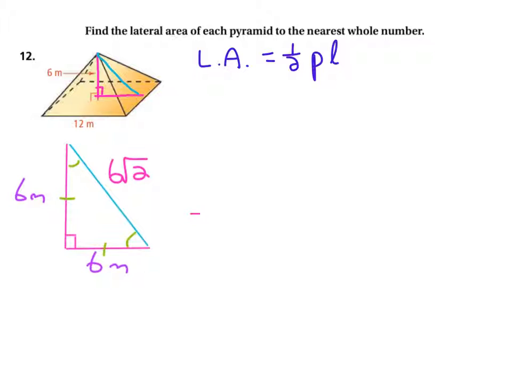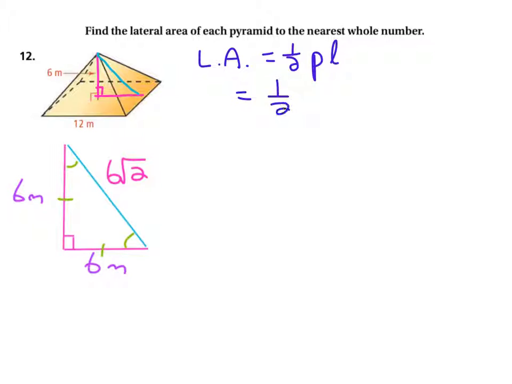So let's move this just off to the side here, and we will now plug in that slant height that we just found. So we've got 1/2 the perimeter, and if it's 12 to a side, then it's got a perimeter of 48. And the slant height we found is 6 square root of 2. Okay. It says to the nearest whole number. We're going to calculate this out first, and then we'll round it off.